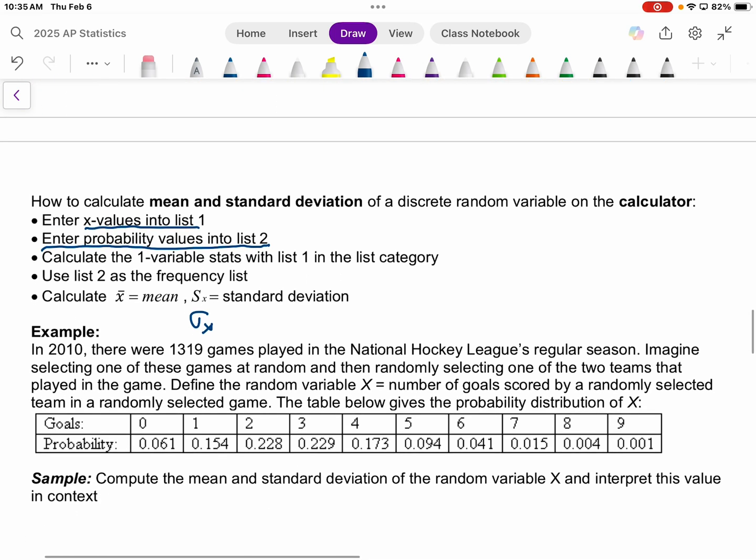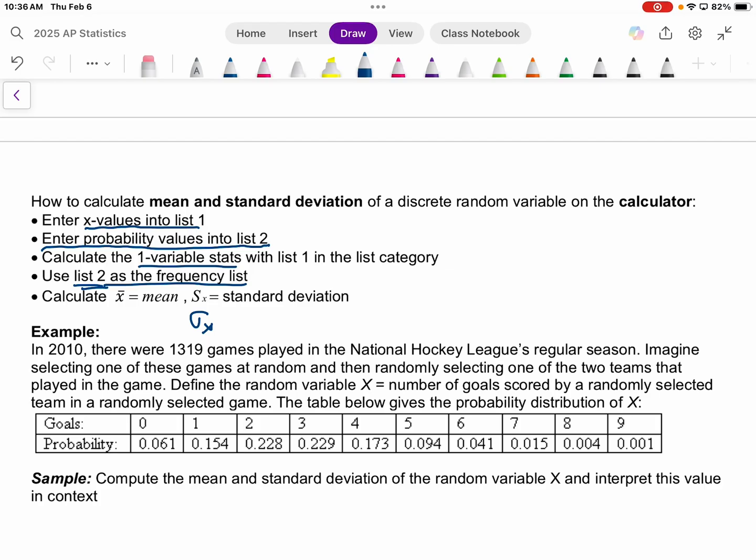Then we're going to go to one var stats. We're going to let L1 be our category list, so L1 is the first list. What we have in L2 goes into the frequency list. Now, we've always left the frequency list blank when we did one var stats. Now we get to use it.